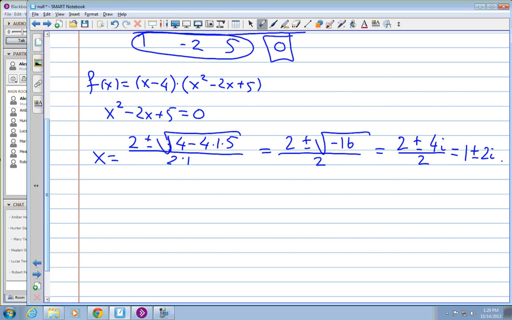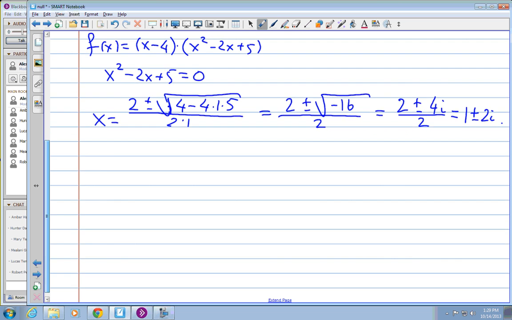So those two are the zeros, plus x equals 4, right? So x equals 4 is one of the zeros, and those two are as well. Okay, so here are my 3 zeros. And again, my truly complex zeros came with a conjugate friend. So those always come in conjugate pairs. So the zeros are x equals 4 and x equals 1 plus or minus 2i.